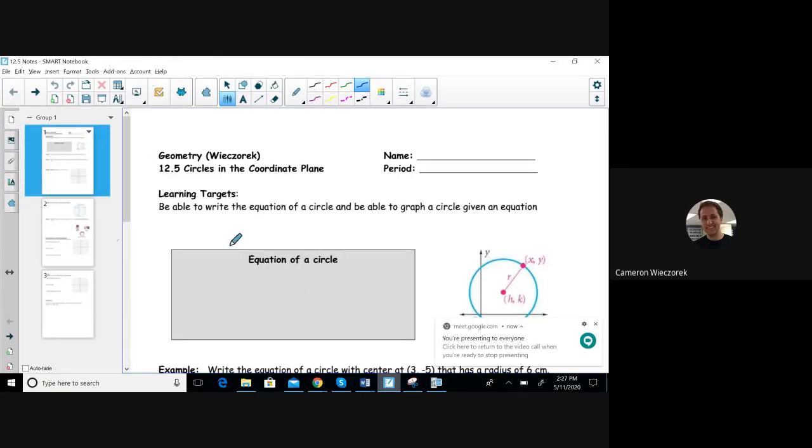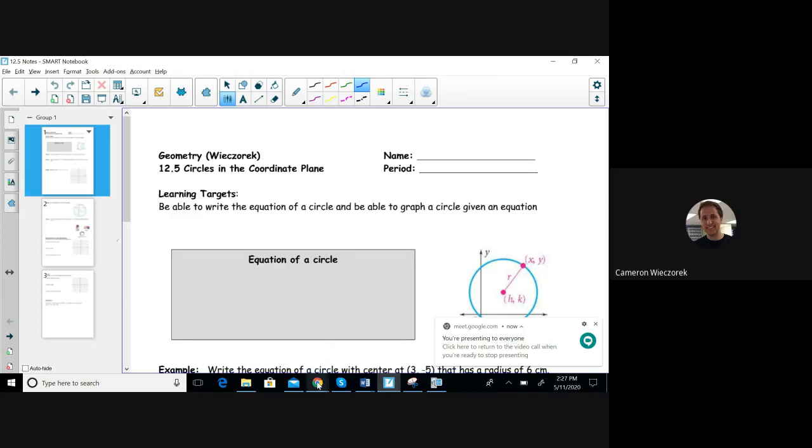Okay, so the goals for today: we're going to be looking at circles on the coordinate plane. If I give you the equation of a circle, you should be able to graph that circle. If I give you the graph of a circle, you should be able to write the equation of that circle. Other types of problems will involve giving you specific pieces of information and being able to write the equation of that circle.